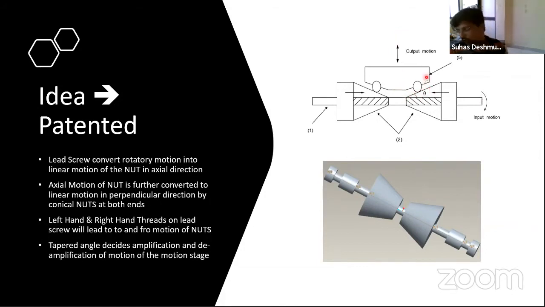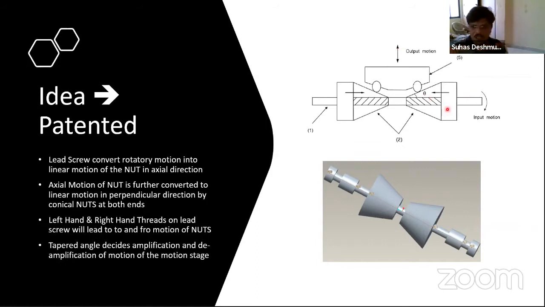If I provide this angle as exactly 45 degrees, then if I give a 1 mm distance as an input, the output also provides 1 mm. If I provide an angle theta of more than 45 degrees, then for 1 mm input, the output may be 0.5 mm or less than 1 mm all the time. That is what is called de-amplification.